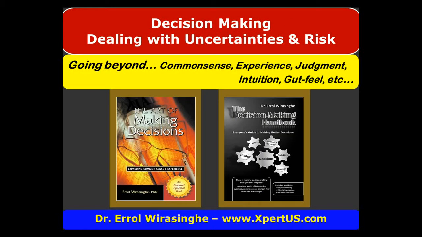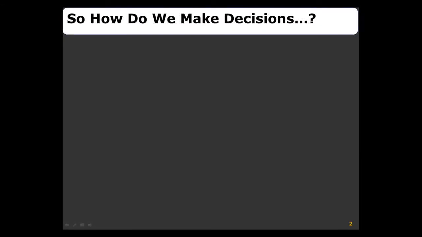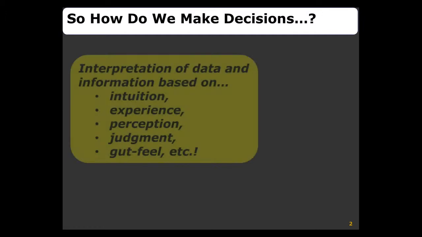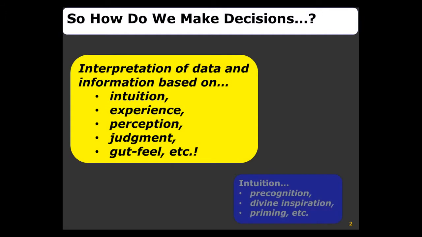Decision making, dealing with uncertainties and risk, going beyond common sense, experience, judgment, intuition, gut feel, etc., which is what we normally use to make decisions. So how do we make decisions? Most of us rely on some form of interpretation of data and information based on traits such as intuition, experience, perception, judgment, gut feeling.